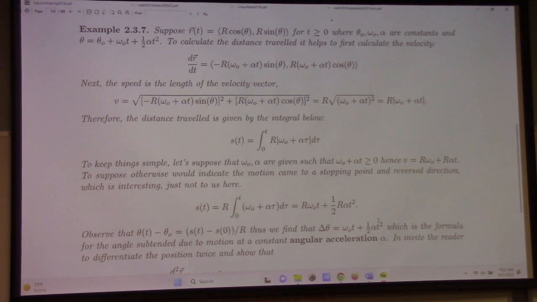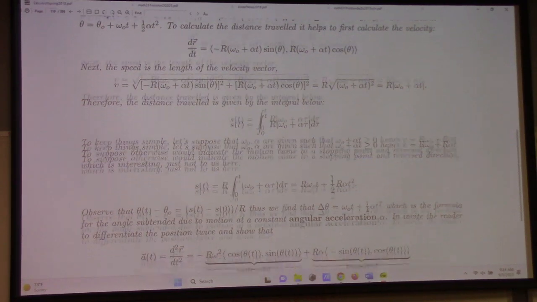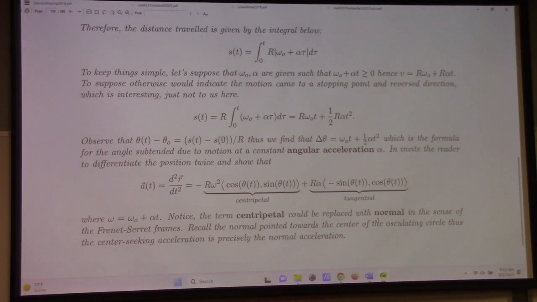Just like that. Anyway, if you've had physics, you'd recognize these formulas. And if not, it's cool. But if we look at the acceleration, for this we differentiate twice and we get two terms. We get minus r omega squared times this vector, and then r alpha times that vector. This is the normal vector, and that's the tangential vector.